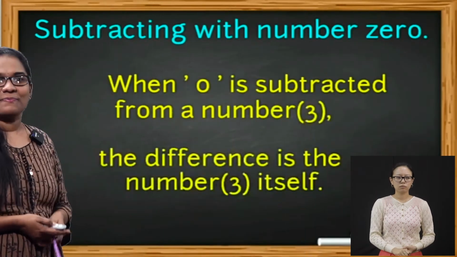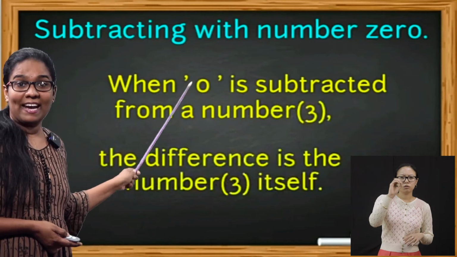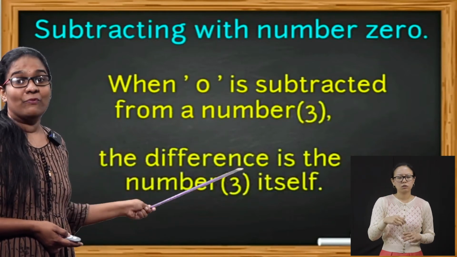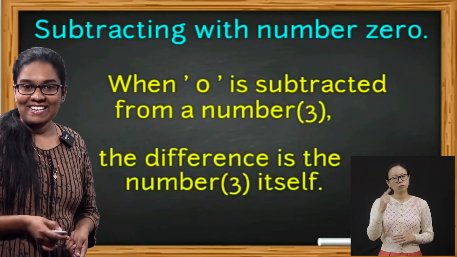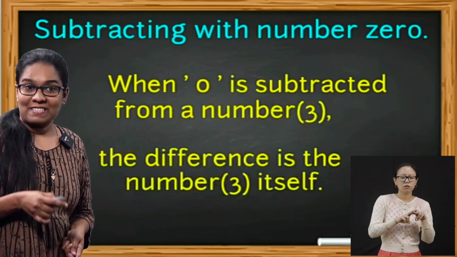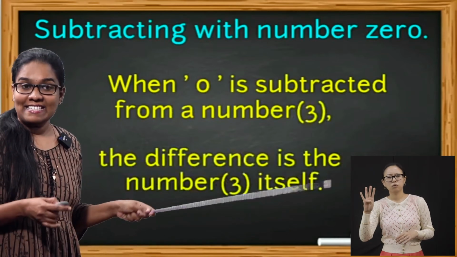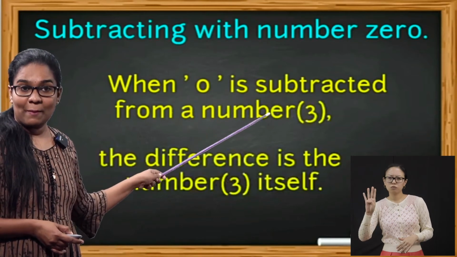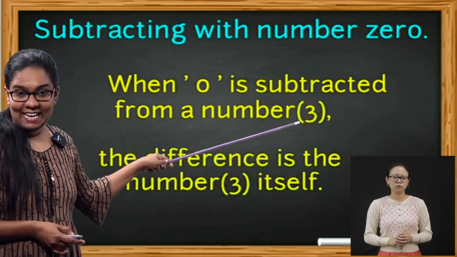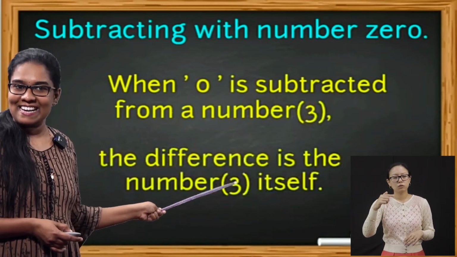Yes, that is when 0 is subtracted from a number, the difference is the number itself. When 0 is subtracted from a number, if the number is 3, then the difference is the same number. The difference is 3 itself.